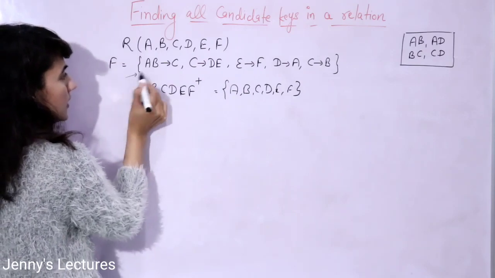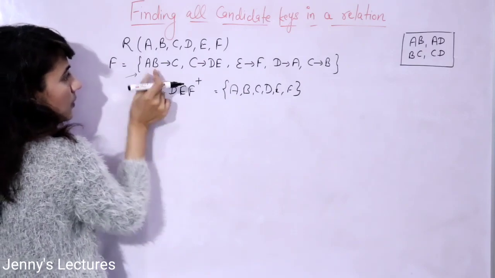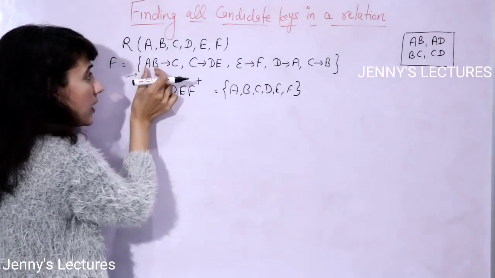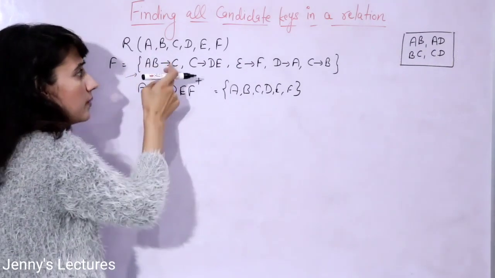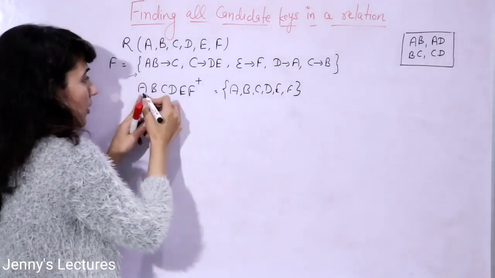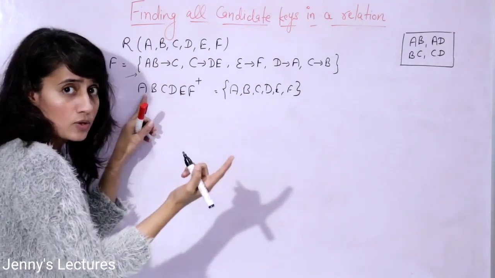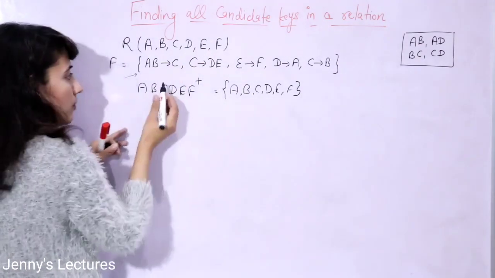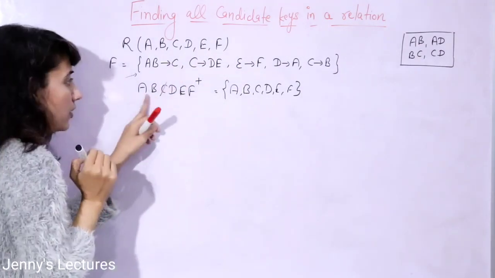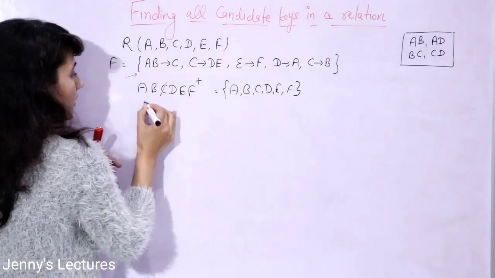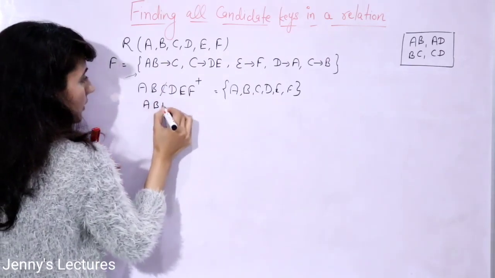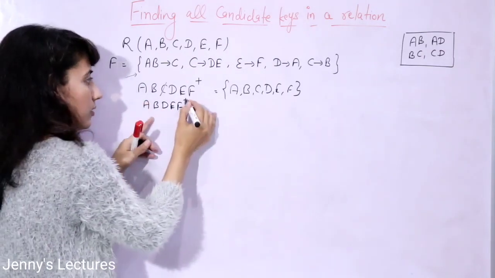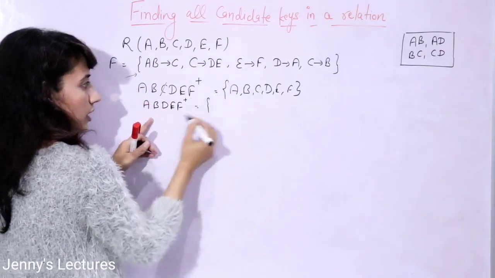Now check the dependencies given. See, A, B both can determine C. It means if you have A, B with you, then you can determine C. With the help of AB, you can determine AB because of the reflexivity property, as well as from AB you can determine C. So from here I can discard C because I have AB. Now the super key is A, B, D, E, F. This is a super key. You can take this attribute closure and check.